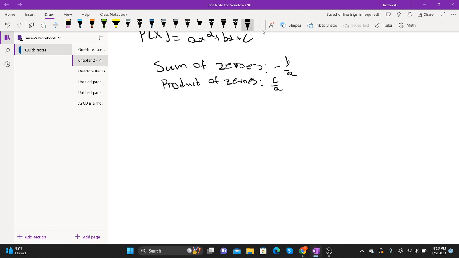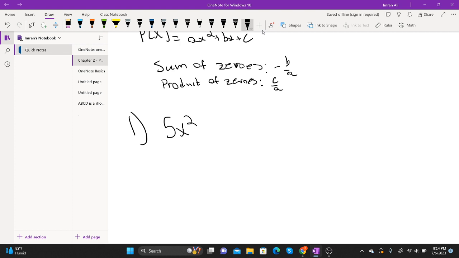So there's two types of problems you're going to get. One is just finding the sum and product of the zeros of a given quadratic polynomial. This is kind of easy because you already know the formula. So for example, I want you guys to find the sum and product of the roots of this polynomial. There's zeros, my bad.